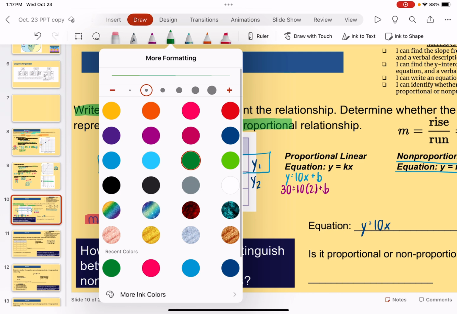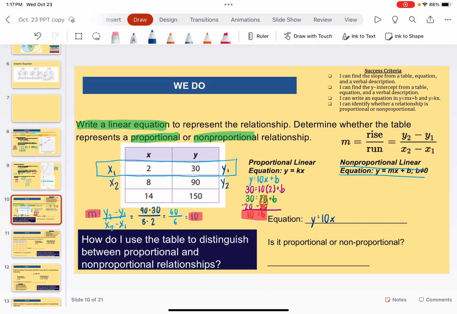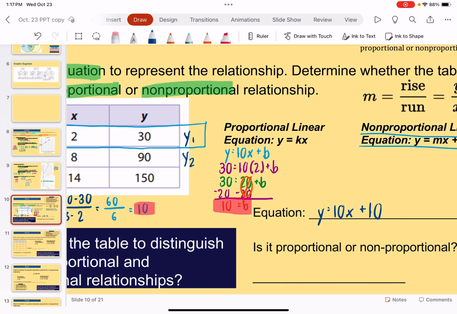So next, I'm going to go ahead and solve this. So we have 30 is equal to 10 times 2 is 20, 20 plus b. And then the last step is going to be to move the 20 to the other side. So I'm going to do that by subtracting 20 on both sides. So now we have 20 minus 20, which is a 0 pair. So we have b is equal to 30 minus 20, which is 10. So now I have both my slope and my y-intercept. So my equation is going to be y is equal to 10x plus 10. And because this is my equation, I know that this is a non-proportional relationship. Because again, non-proportional relationships have a y-intercept.